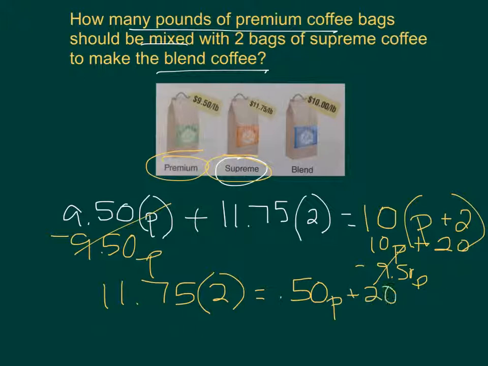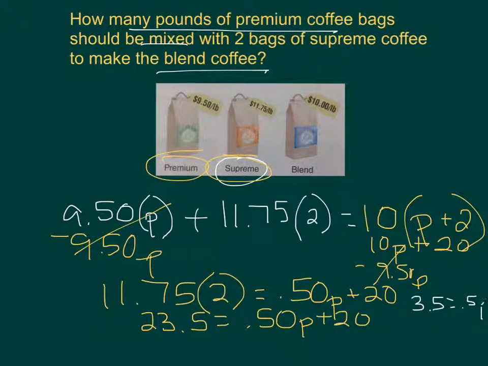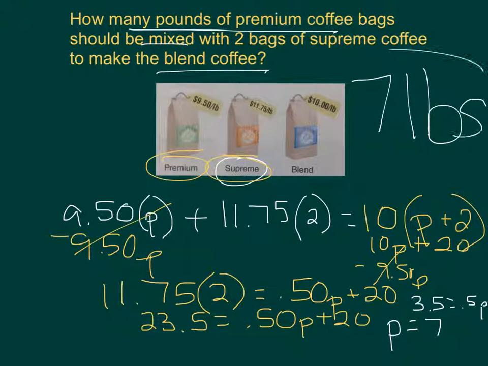plus 20. You solve the 11.75 side. 11.75 times 2 would be 23.5 equals 0.5p plus 20. You subtract 20 from both sides, and you are left with 3.5 equals 0.5p. Divide both sides by 0.5, and that means that p is 7. So I want to know how many pounds of premium coffee. Well, P represents the pounds of premium coffee, so you would say 7 pounds.